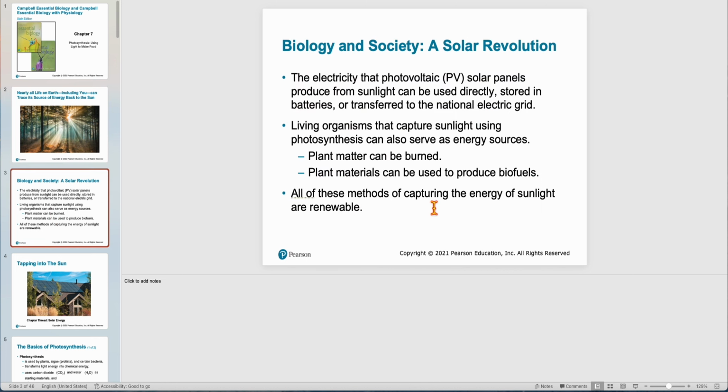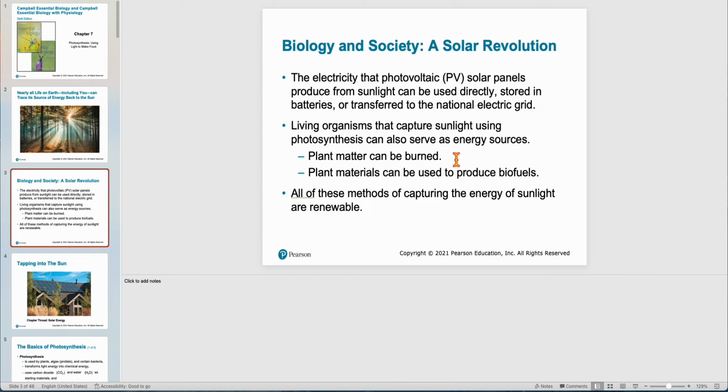This slide is letting you know that we can do several things. One, living things can capture sunlight using photosynthesis, and that's what this chapter is about. Okay. We can burn the plant matter. So when we burn trees, we burn lumber for our fireplaces, well, it's making heat for us. Where is the heat coming from? It's coming from the energy within the plant. Okay, so that's how we're getting the heat.